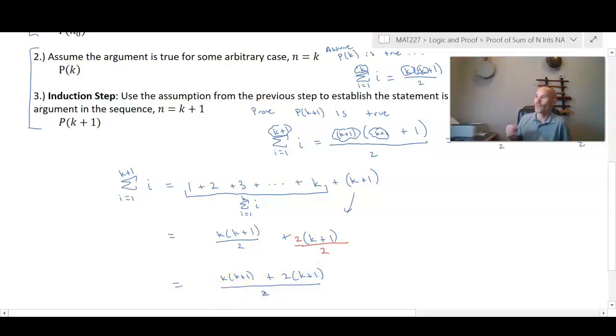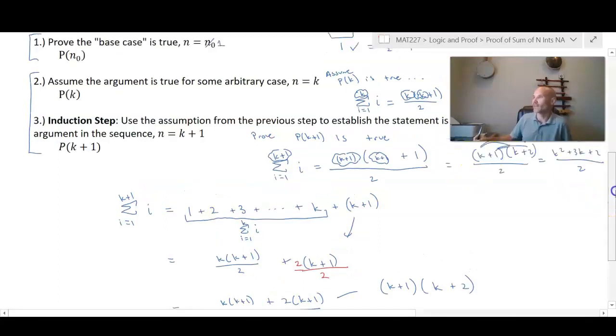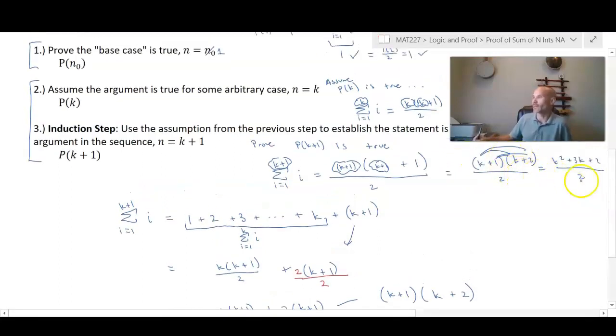Now, there's one of two things you could do here. If you're good at factoring, you could factor out a k plus 1 from both of these. If you factor out a k plus 1 from both terms, I divide out a k plus 1 here, I get just a k. And if I factor out a k plus 1 from over here, I get just a 2. And you can already see that that numerator is exactly the factored form of what we expect to get.